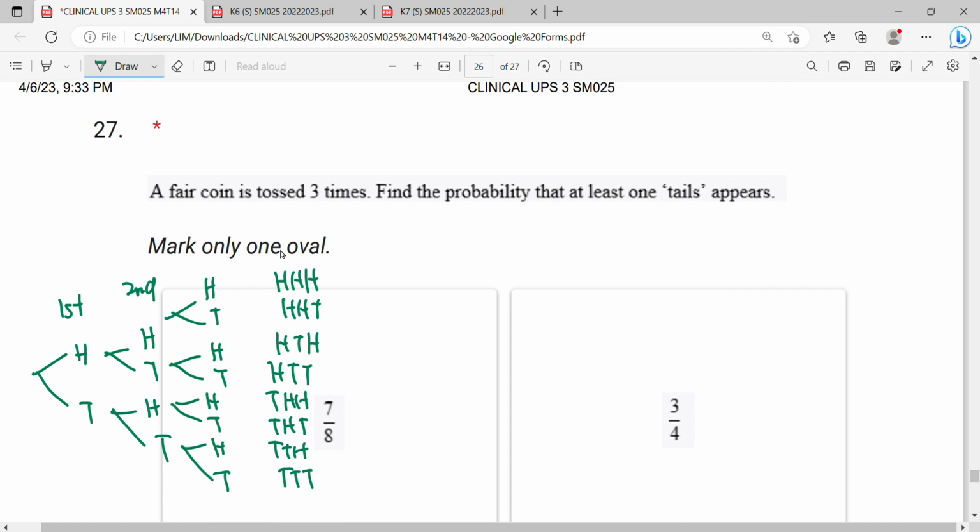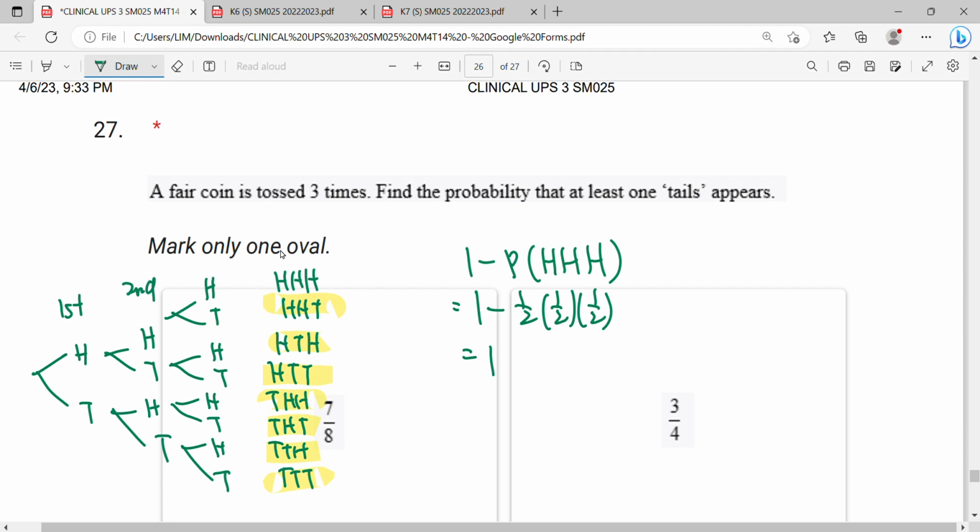Okay, you want at least one tail. Except this one only lah. At least one tail maksudnya you boleh 1 tail, 2 tails, 3 tails, correct? So all involved, 1 minus the all-heads case. So 1 minus 1 over 2, 1 over 2, 1 over 2. This is 1 over 8. So it will become 7 over 8.